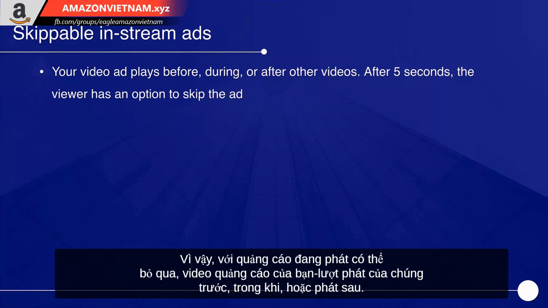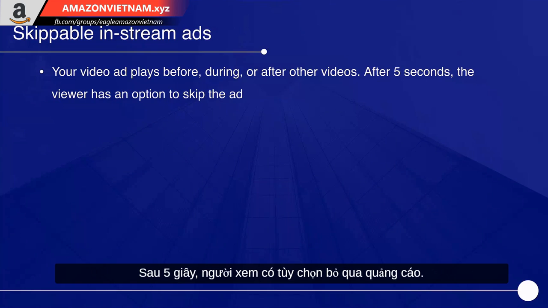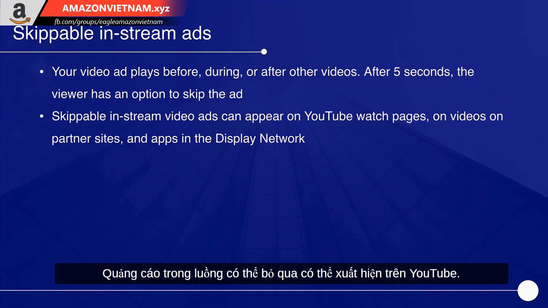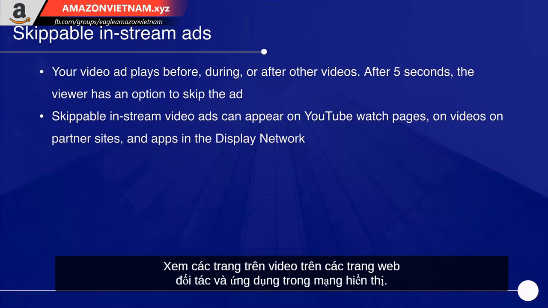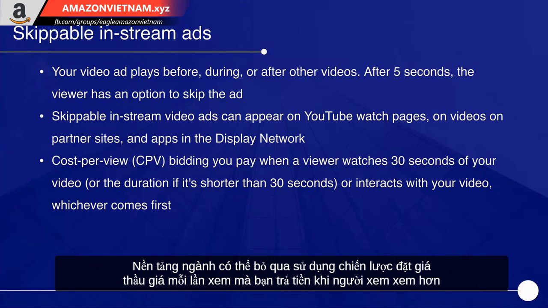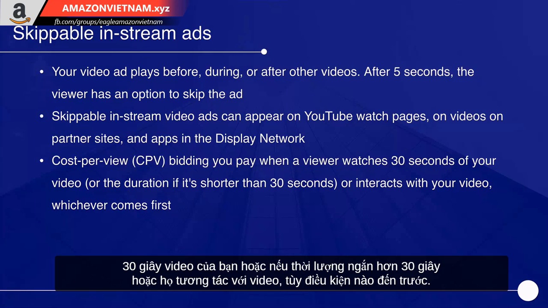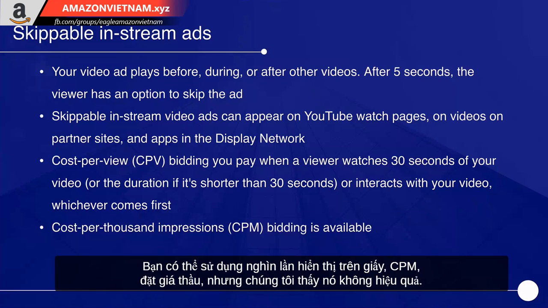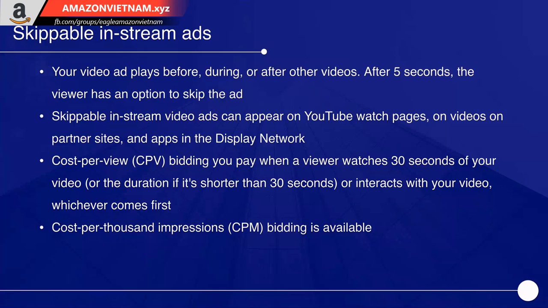So with skippable in-stream ads, your video ad plays before, during, or after other videos. After 5 seconds, the viewer has the option to skip the ad. Skippable in-stream ads can appear on YouTube watch pages, on videos, on partner sites, and apps within the display network. Skippable in-stream ads use a cost per view bidding strategy, where you pay when a viewer watches more than 30 seconds of your video, or if the duration is shorter than 30 seconds, or they interact with the video, whichever comes first. You can use pay per thousand impressions CPM bidding, but we found it not to be as effective.